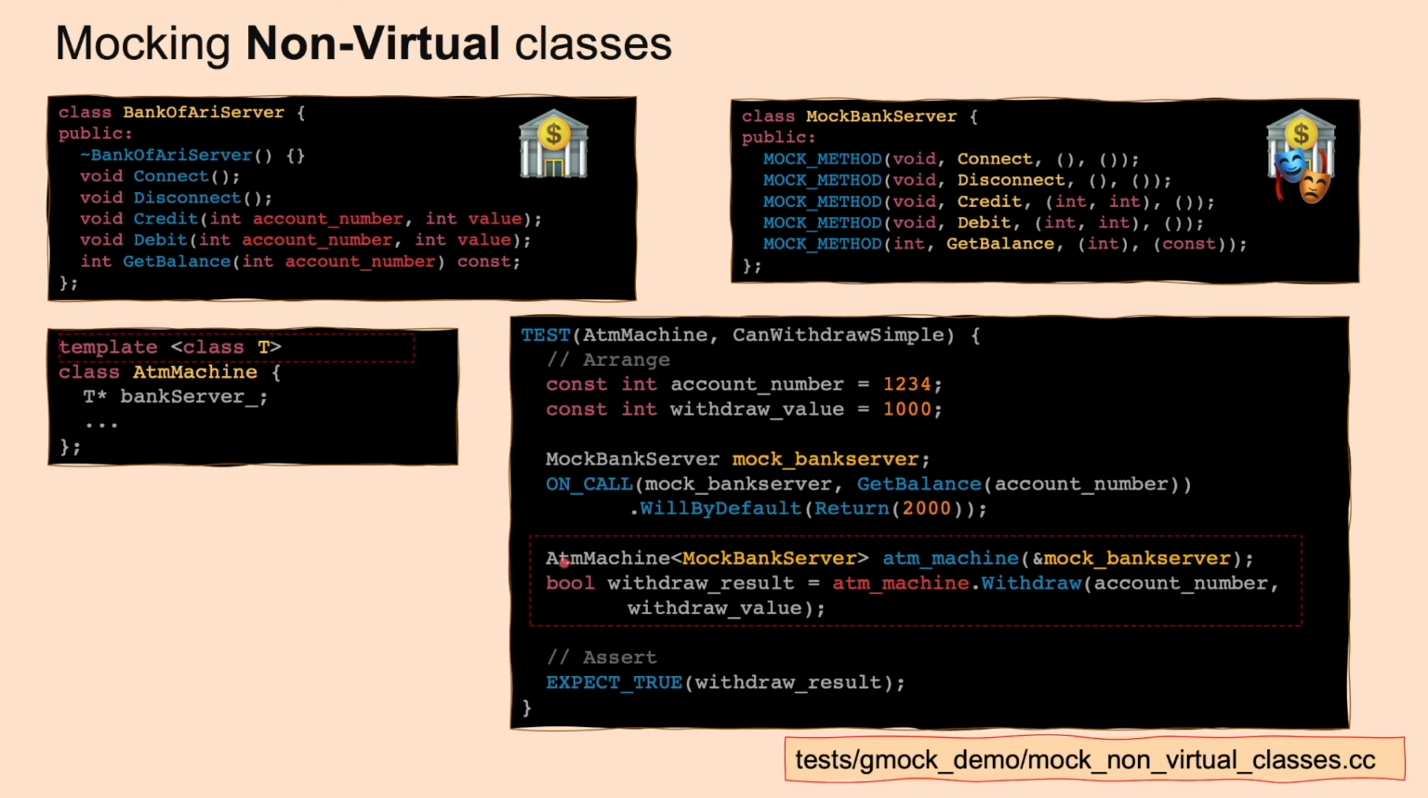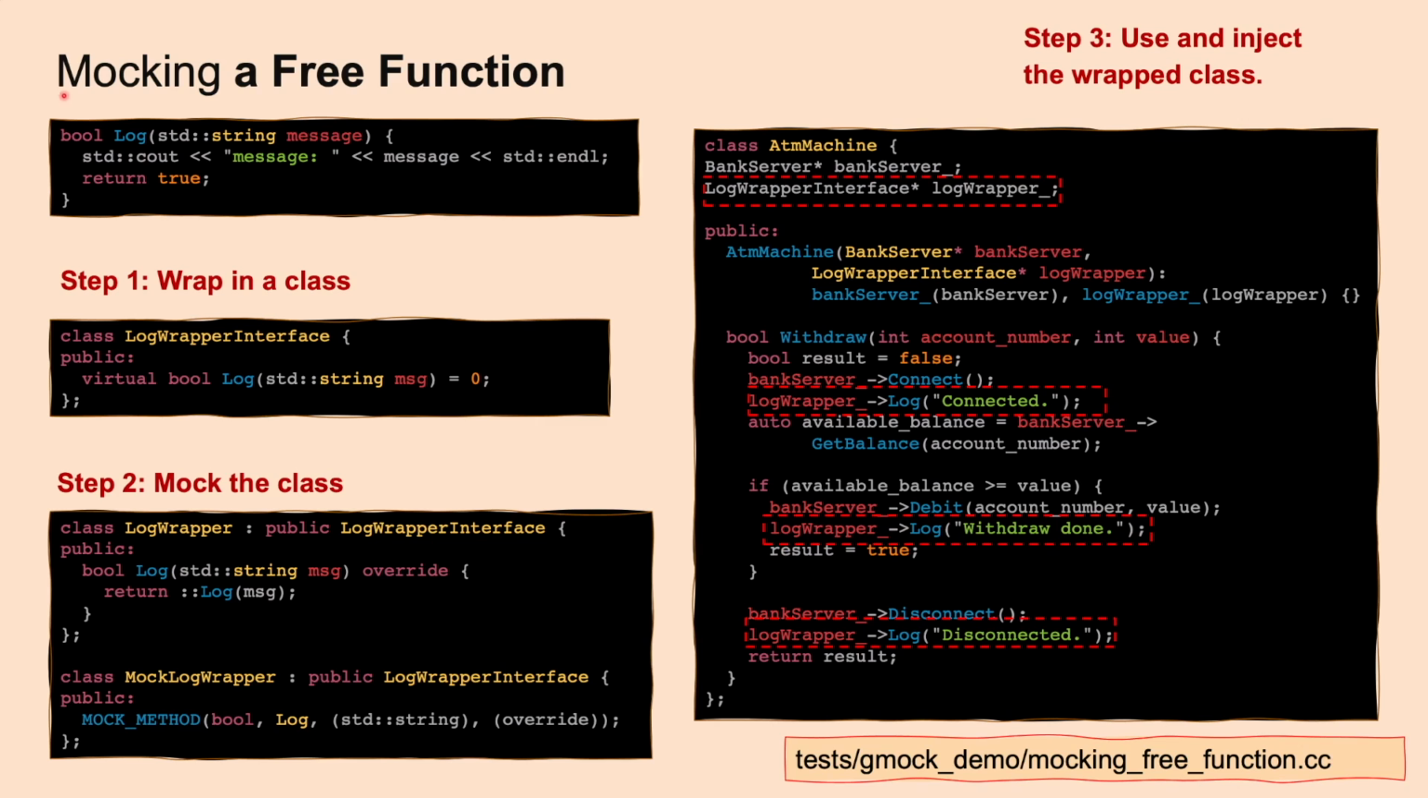So when I instantiate my ATM machine, I have to pass the mock class as the template parameter. Now I can define my ATM machine and pass the mock bank server, which is of this type. Notice that this class doesn't inherit from anything. It just happens to be a mock class that has the same interface that the real class has. You can check this test yourself from the path down here. Up next, mocking a free function.